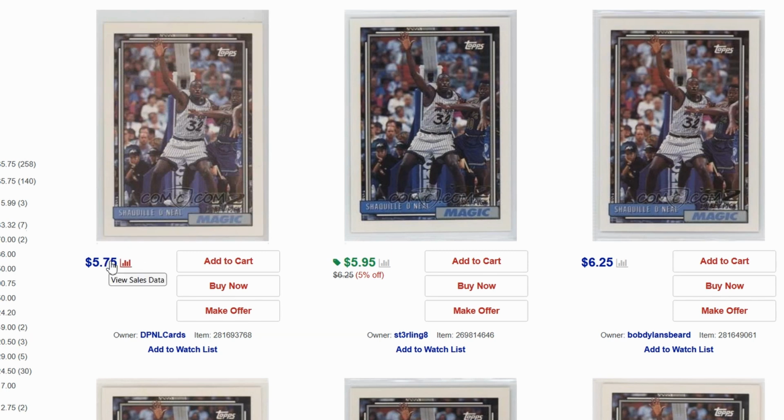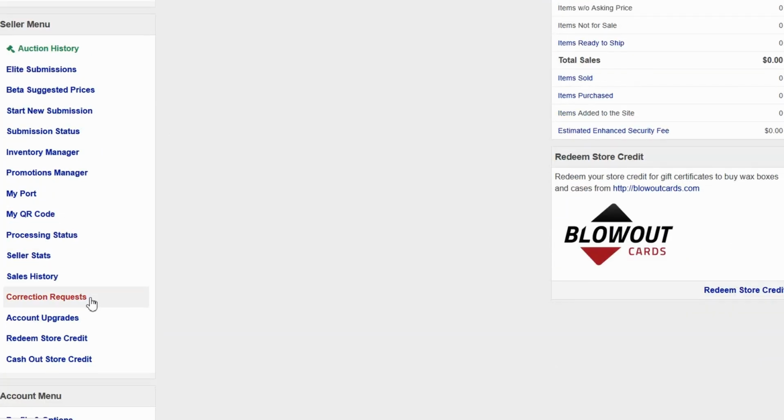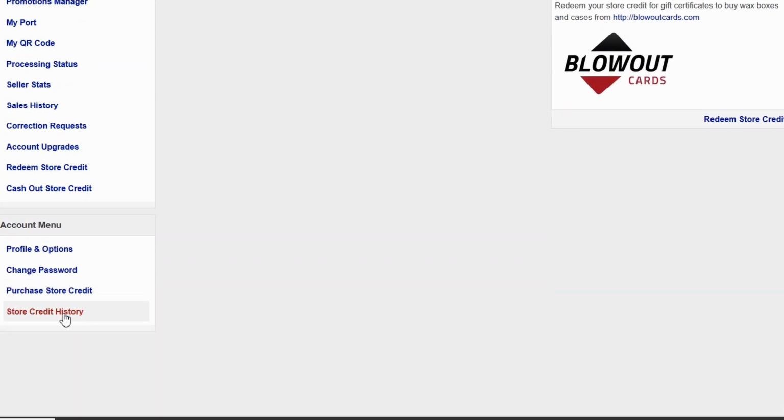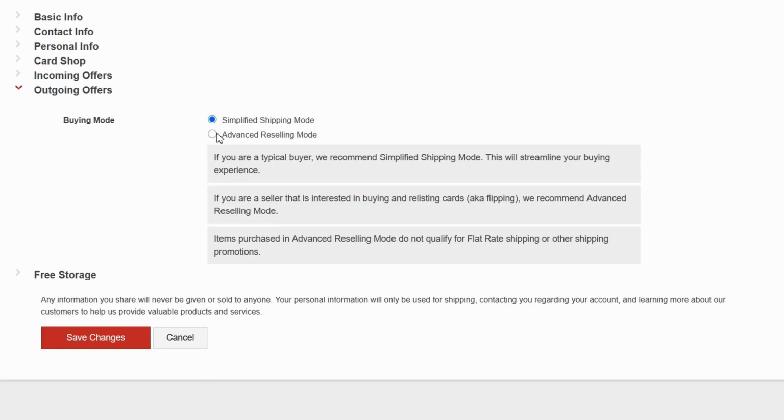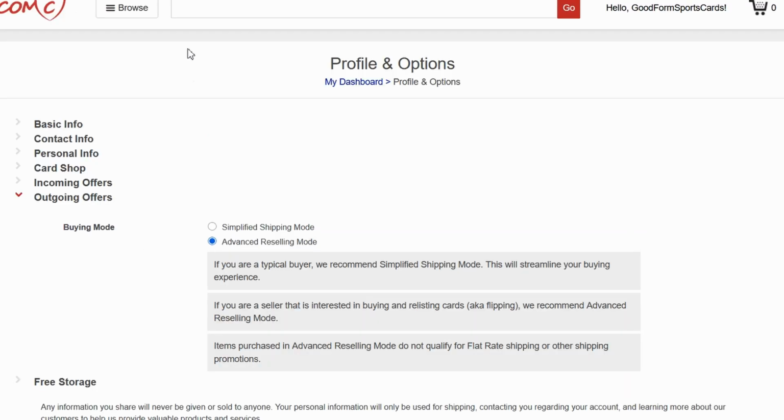So let's go back to this setting, and we're going to look at the advanced seller mode. So now we're back here. We're going to go back to the outgoing offers, but now we're going to change to advanced reselling mode. Now we are going to go back and look at that same shack, and he's going to look a little different this time.